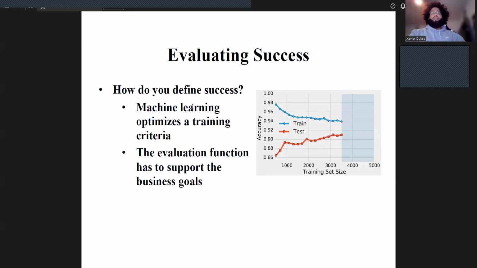So how do we evaluate success? Machine learning optimizes the training criteria. The evaluation function has to support the business goals. I really don't like this slide, but okay. As we train, our accuracy settles at a certain level, about 94% in this example. And as we test and improve our model, those two values should reach acceptable levels. And it does somewhat depend on the business goals.